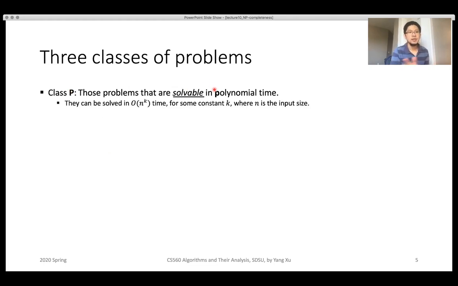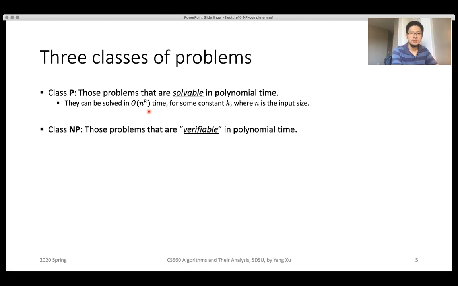That means they can be solved within big O of n to the power of k, where k is some constant and n is the input size. As long as some algorithm exists for these problems, and this algorithm has a running time that is bounded by a polynomial function, then we say this problem belongs to the class P. It is solvable within polynomial time. And the second class is NP. These problems are verifiable in polynomial time. Okay, so verifiable is different from solvable, right?